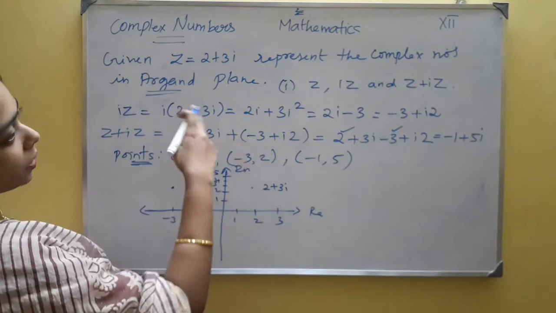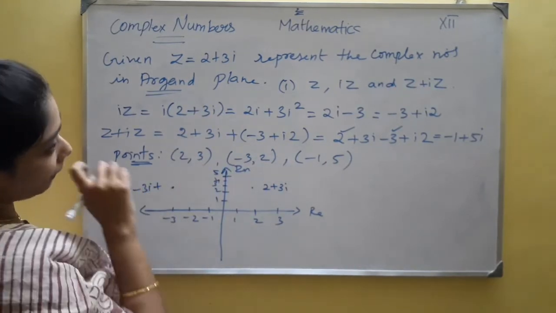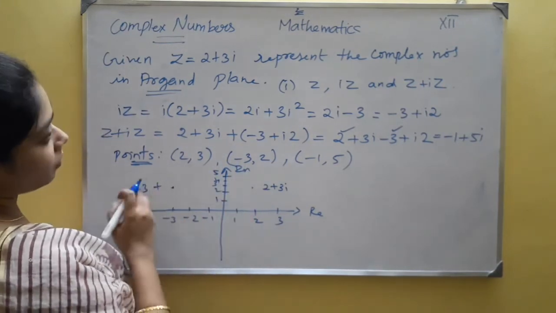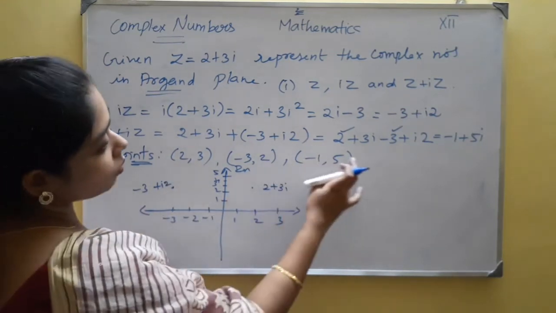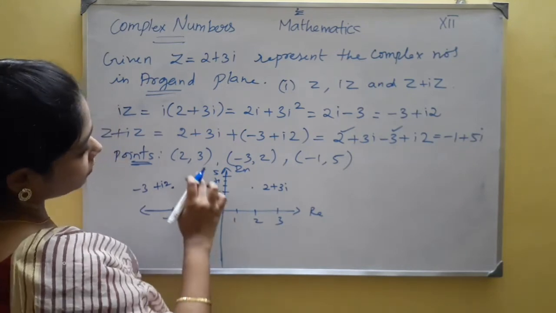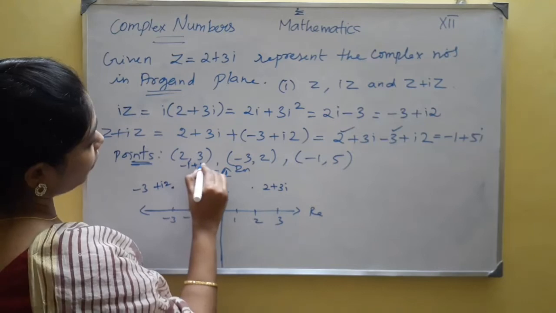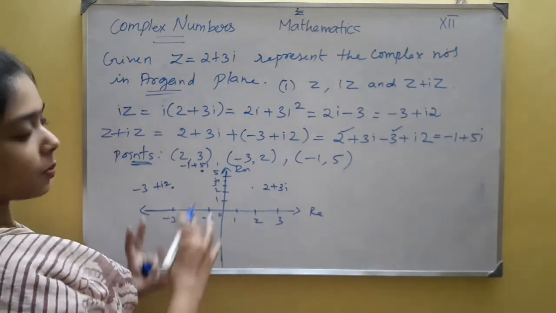So the actual complex number is -3 plus 2i. The next one is (-1, 5). So here it is: -1 plus 5i. So this is how a complex number is expressed as points.